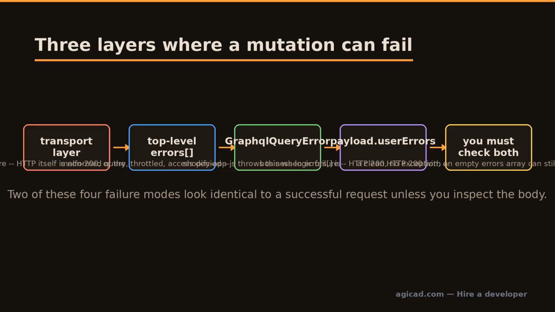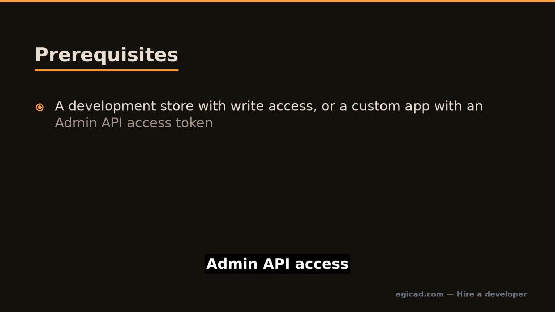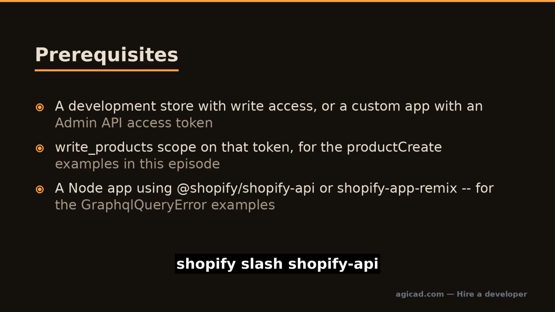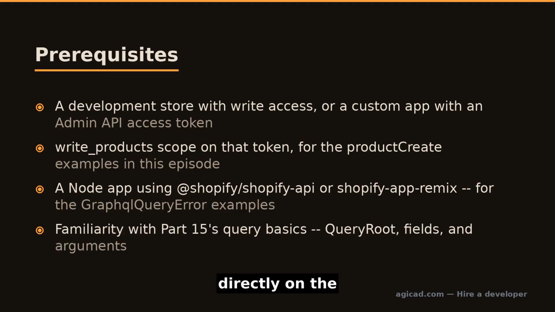What you need to follow along: a development store with write access, or a custom app with an admin API access token that has the right product scope. That's what productCreate needs. For the client library examples, a node app using the Shopify/Shopify API directly, or Shopify app remix, which wraps it. And it helps to have watched part 15 first. We build directly on the query root, fields, and arguments covered there, just pointed at a mutation instead of a query.